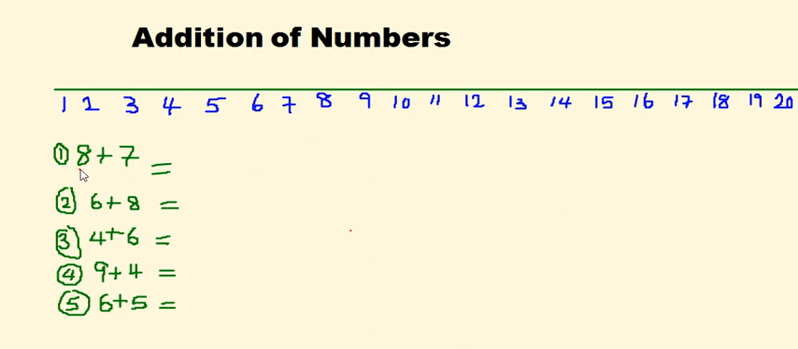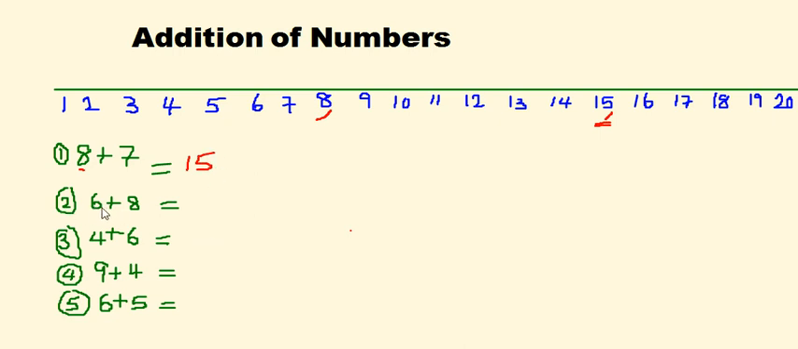This is 8, and if you count 1, 2, 3 up to 8, this is 8. Then plus 7, you start counting another 7 from 9: 1, 2, 3, 4, 5, 6, 7. So 8 plus 7 equals 15.